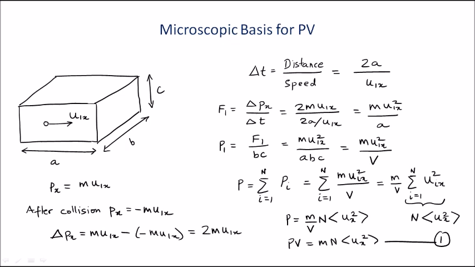We arbitrarily chose the x direction, but we could just as well have chosen the y or z directions. Because the x, y, and z directions are equivalent, in other words, the gas is isotropic, we have ux squared equal to uy squared equal to uz squared. For any molecule, say molecule i, the total speed ui squared is equal to uix squared plus uiy squared plus uiz squared.